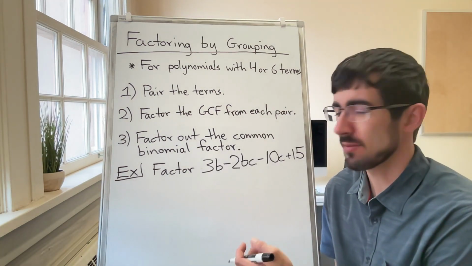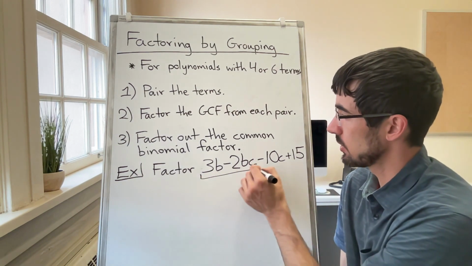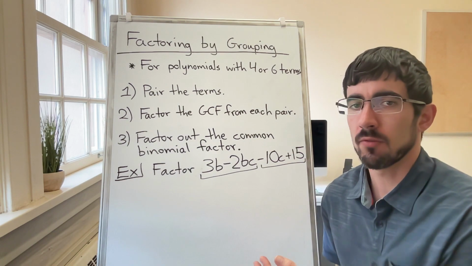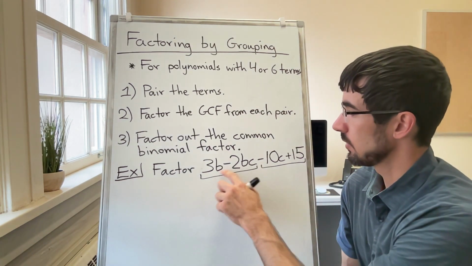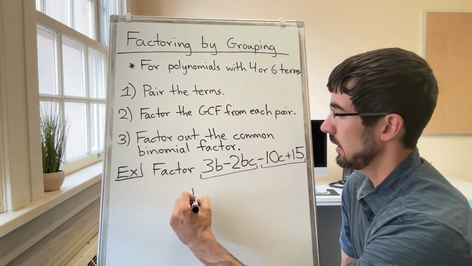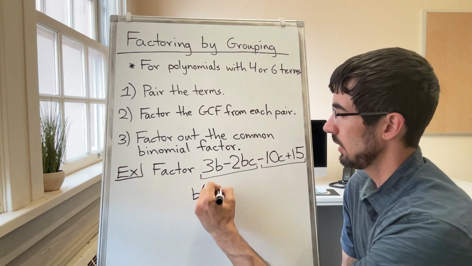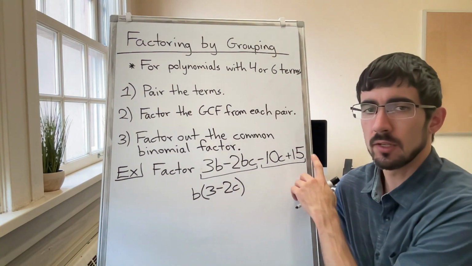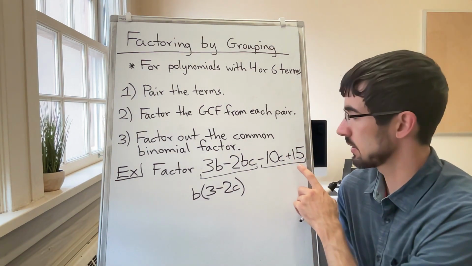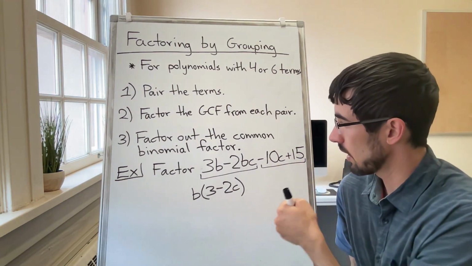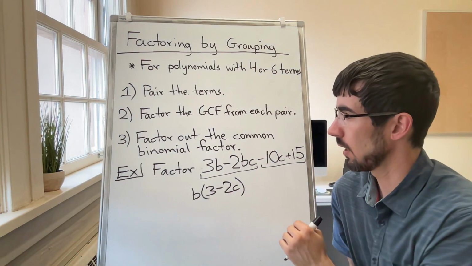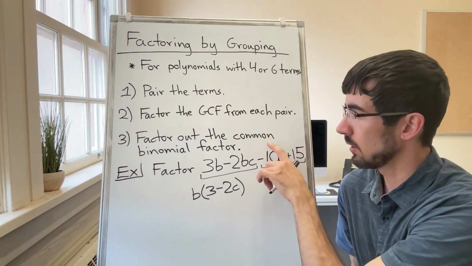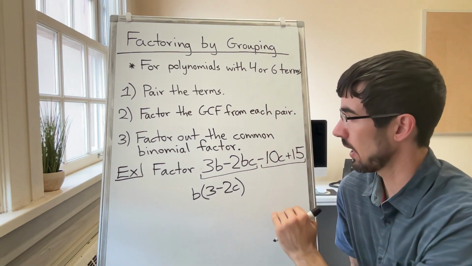Let's follow the 3 steps with another example. So first I'm going to pair these terms. Second, I'm going to factor the greatest common factor from each pair. So here the greatest common factor is clearly b, and I'm left with 3 minus 2c. It's a little less clear here what to factor out. We know that there's a greatest common factor of 5, but should we factor out positive 5 or negative 5? Well, this depends on what I'm looking for in the third step. Remember, I want there to be a common binomial factor.